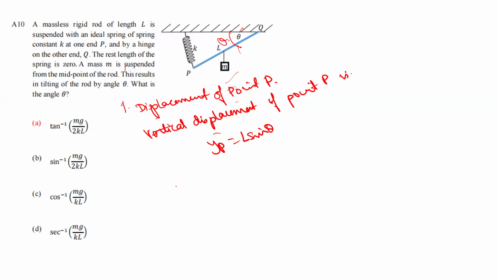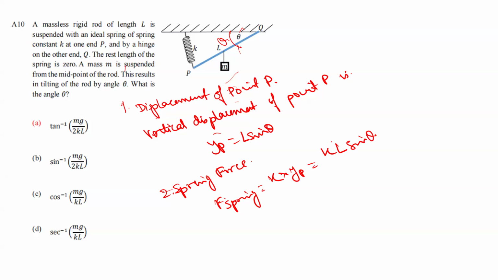Then next is the spring force. Since the spring force is vertical, the F spring equals K, the spring constant, times y_P, which is equal to K L sine theta. This force points upwards.